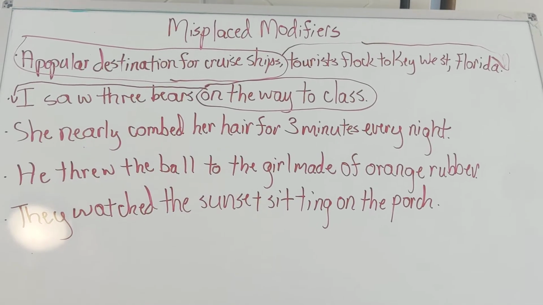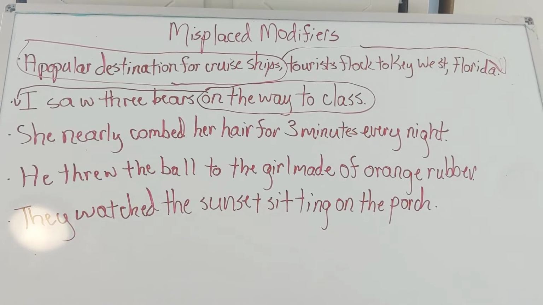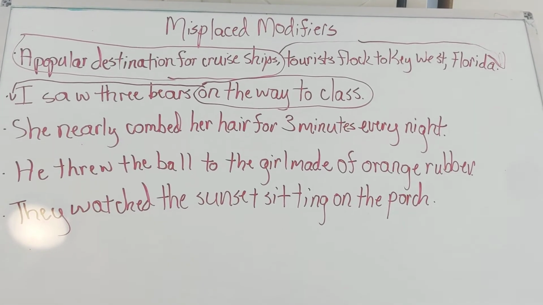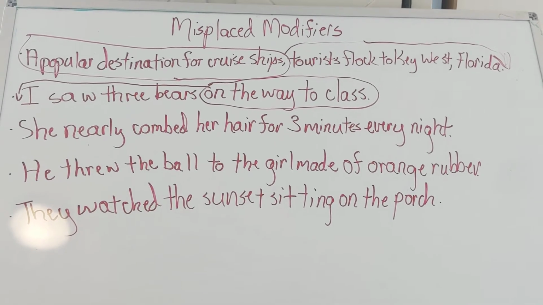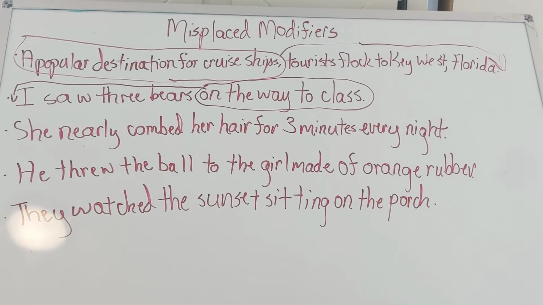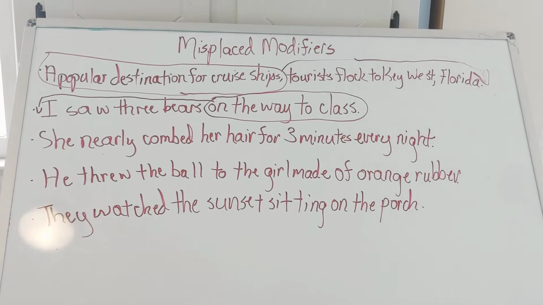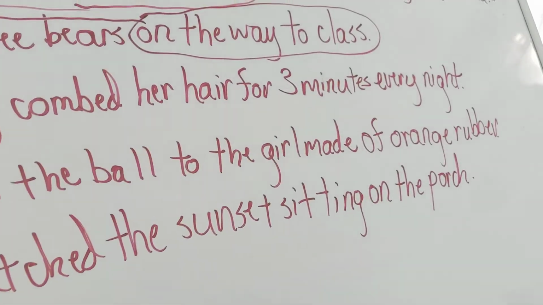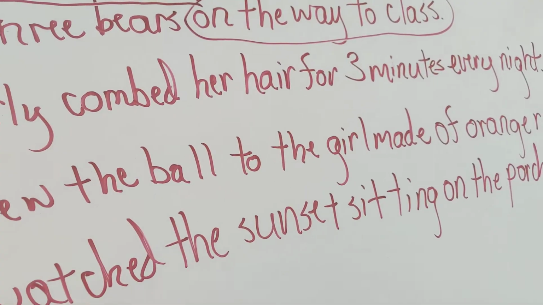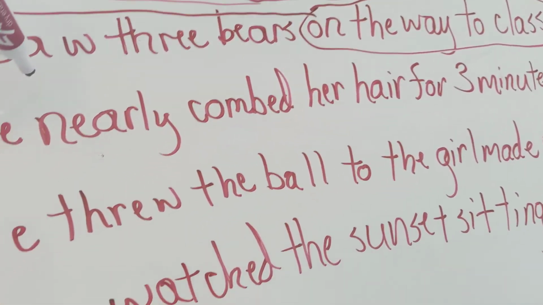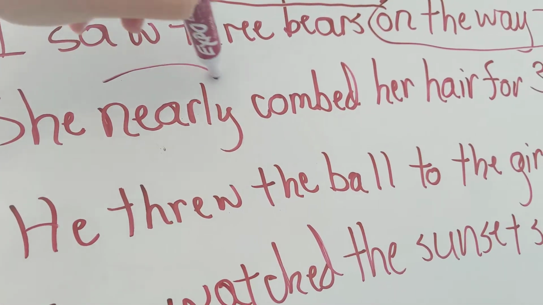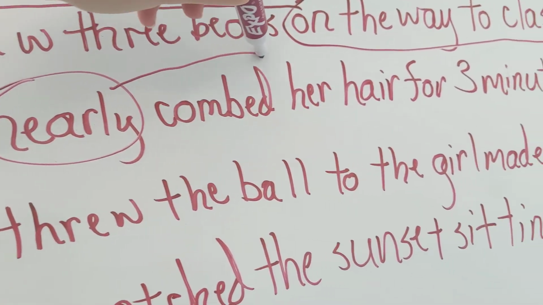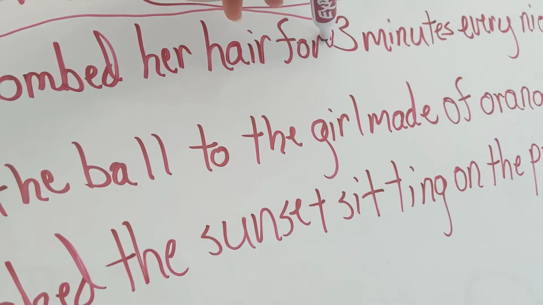Where could I put it? She nearly combed her hair for 3 minutes every night. Where would it make more sense to say the word nearly in that sentence? Okay, good. If you said right before 3 minutes, that's right. So she combed her hair for nearly 3 minutes every night. So I'm going to circle nearly, and then draw an arrow to right there.